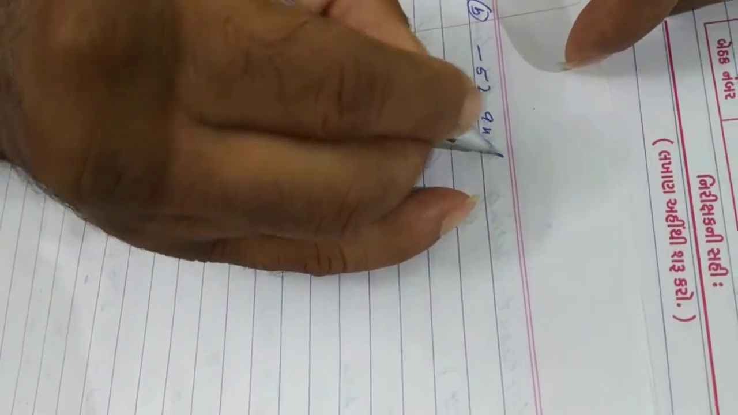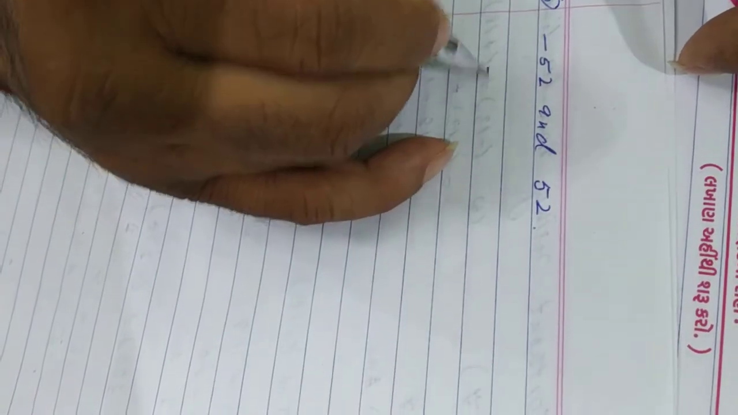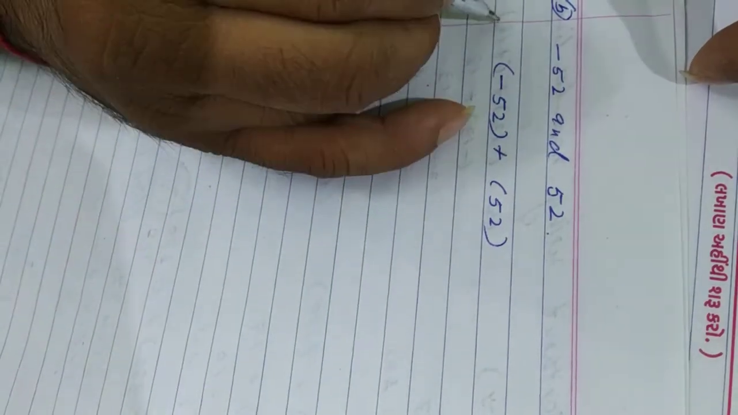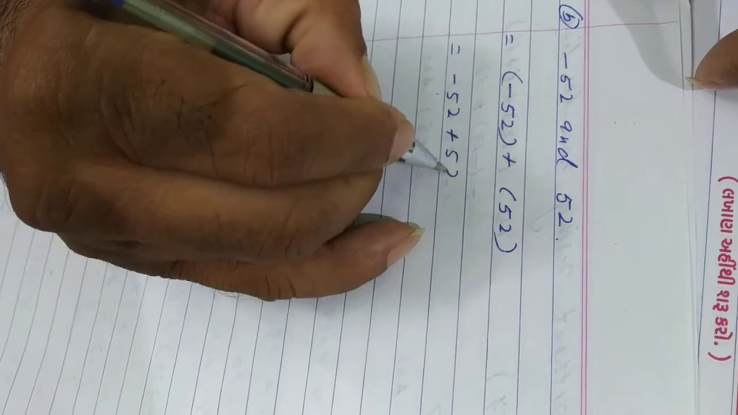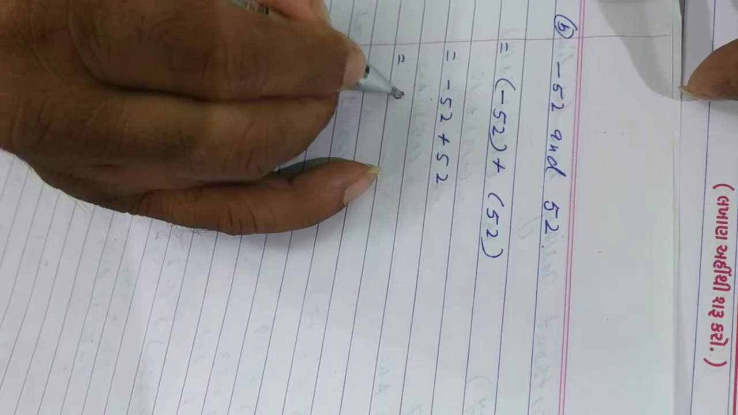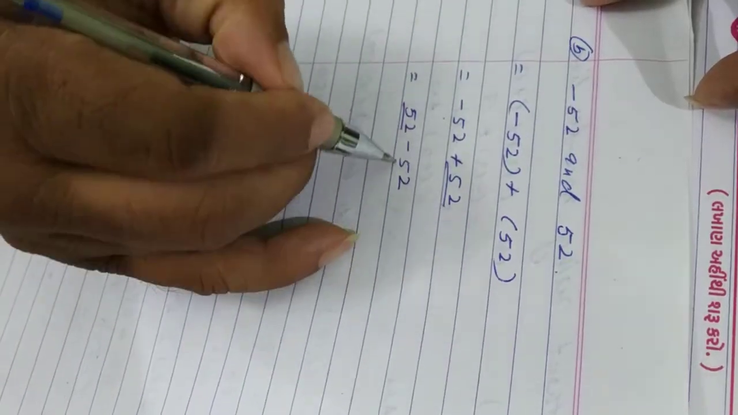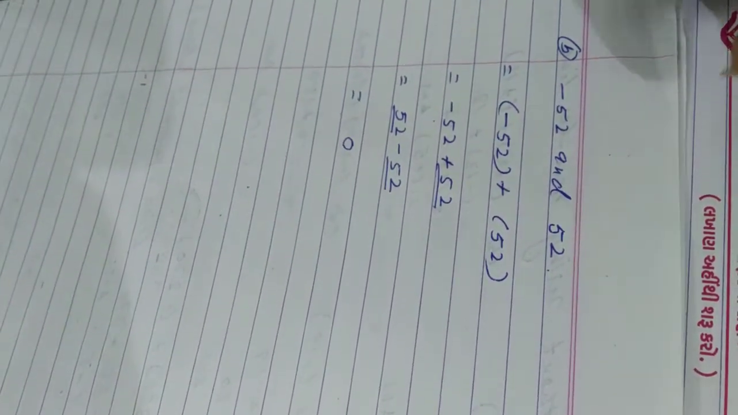Now let's see the next one. Minus 52 and 52, right? So sum of, so minus 52 plus 52 is equal to minus 52 plus 52. So minus 52 plus 52, that is 52 minus 52, right? So 52 minus 52, what comes? 0, right?